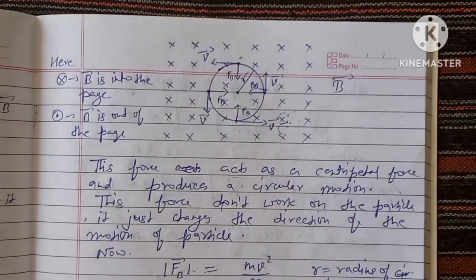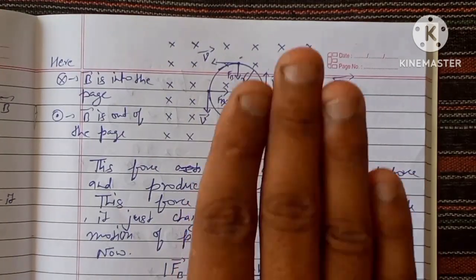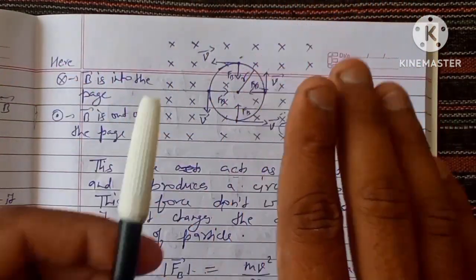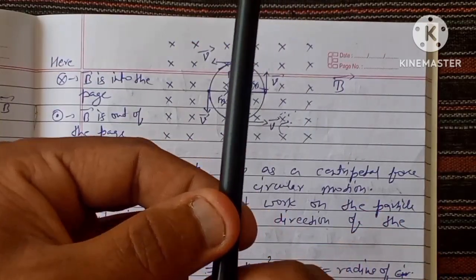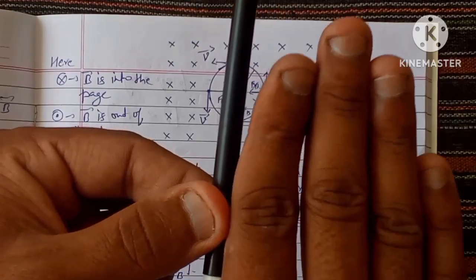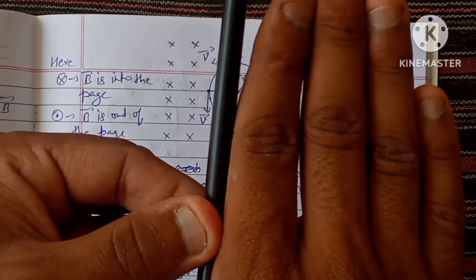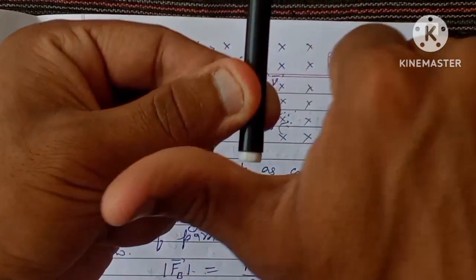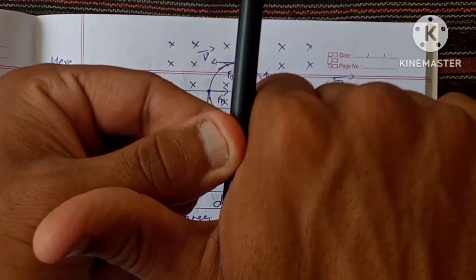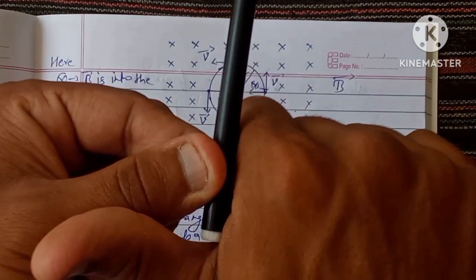So let me summarize. If the velocity is in this direction and the magnetic field is in downward direction, you have to put your fingers in the direction of the velocity of the particle and curl your fingers in the direction of the magnetic field. So your thumb will represent the direction of the magnetic force.